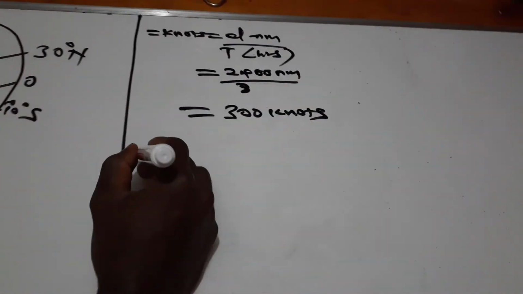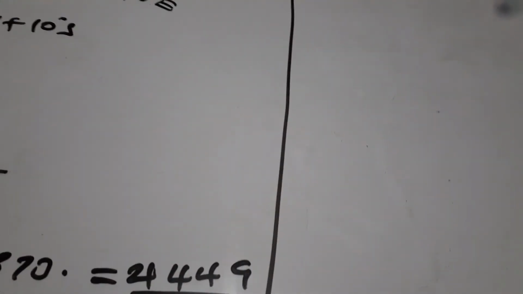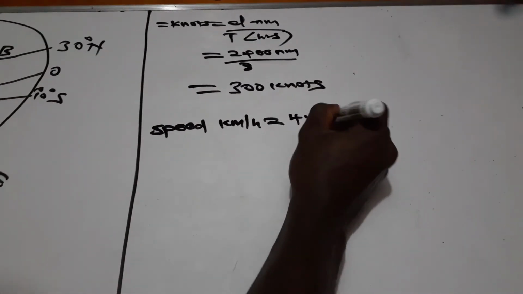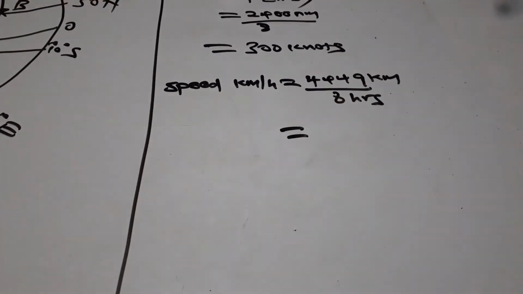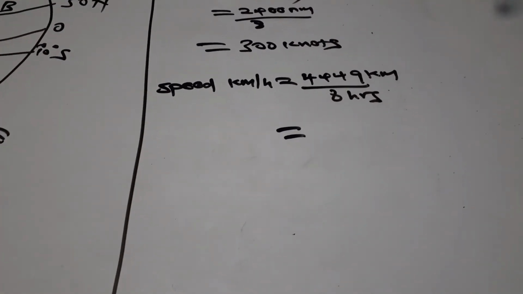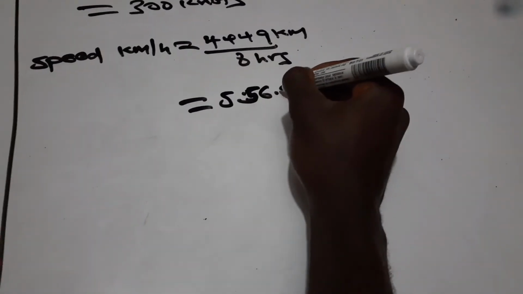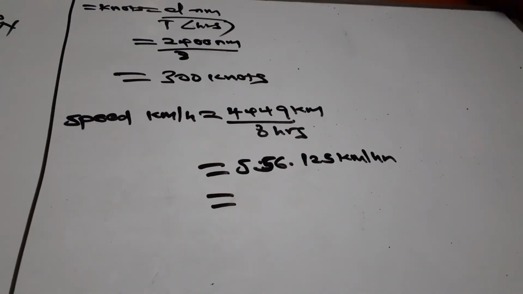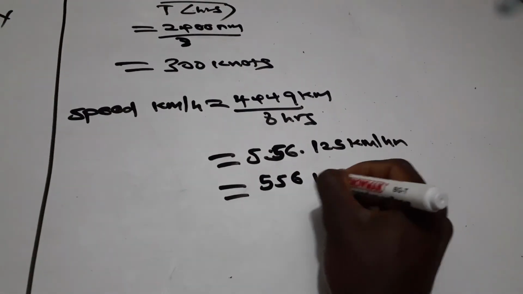So you're going to move to speed in kilometers per hour. This is given by distance in kilometers over time. Our distance in kilometers is 4,449 kilometers. So it's 4,449 kilometers divided by 8 hours. So this will give us 556.125 kilometers per hour. When you round off to the nearest kilometer per hour, it will be 556 kilometers per hour.